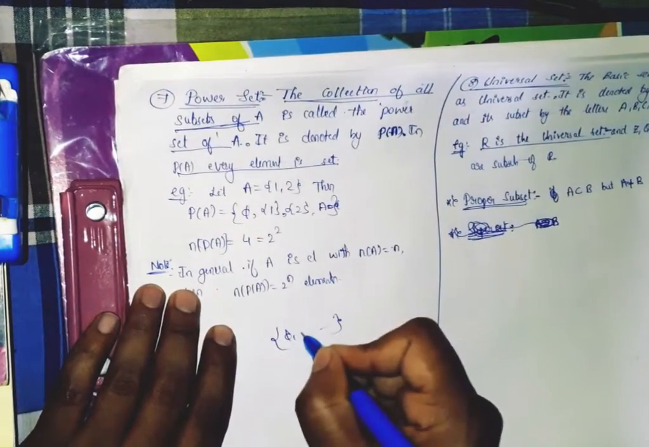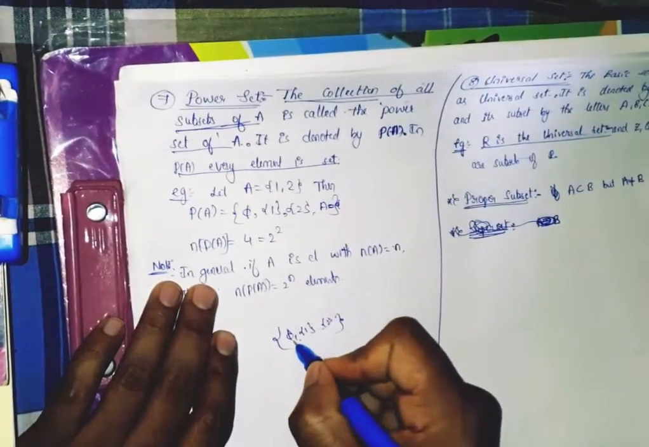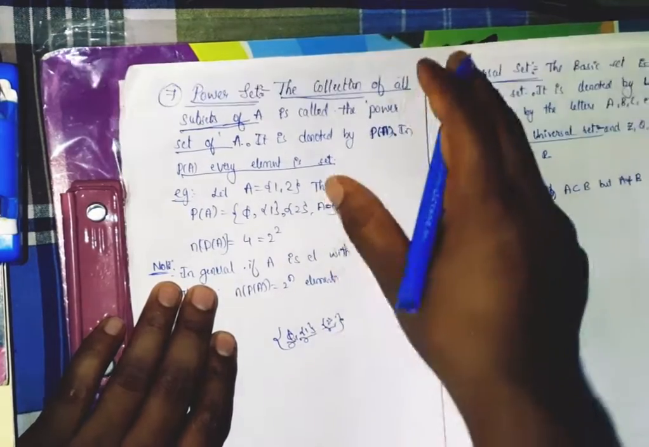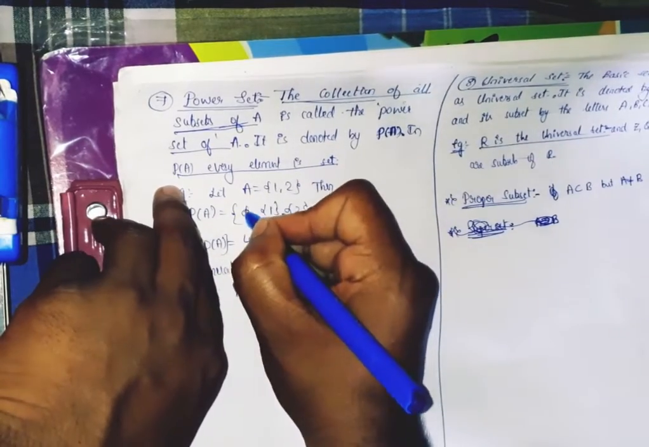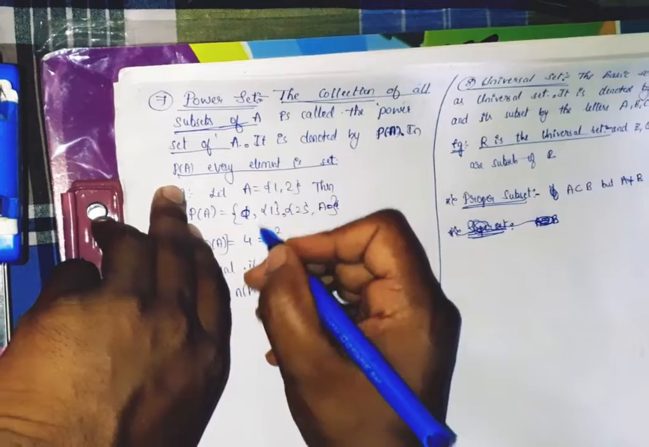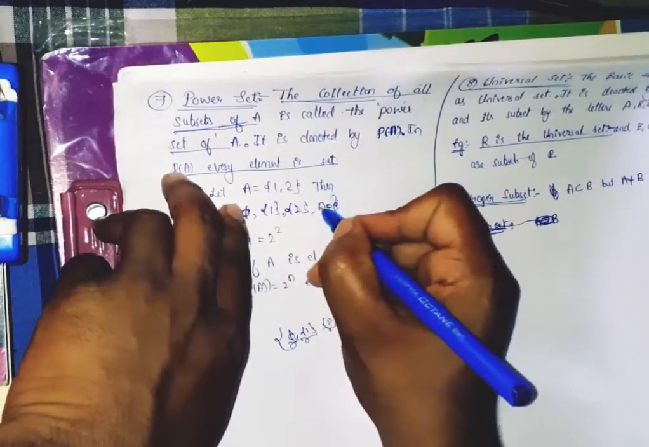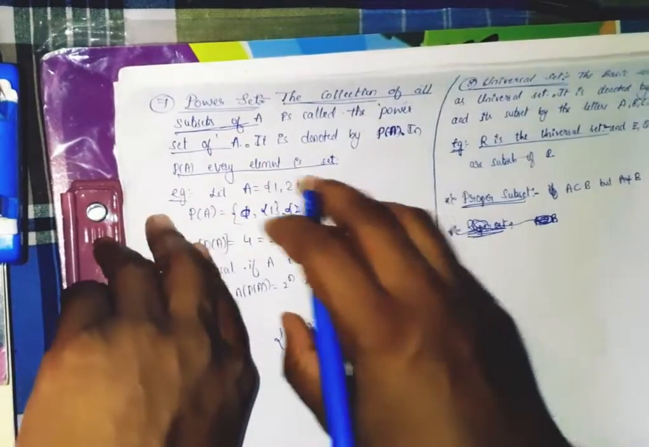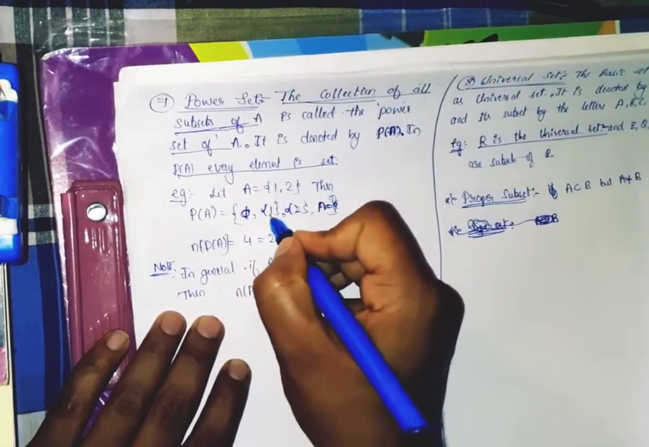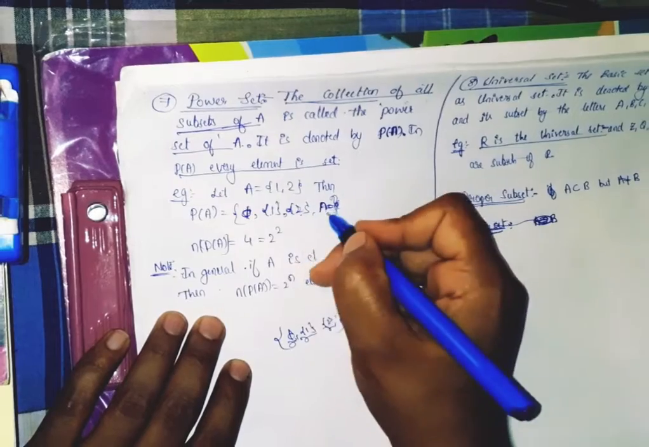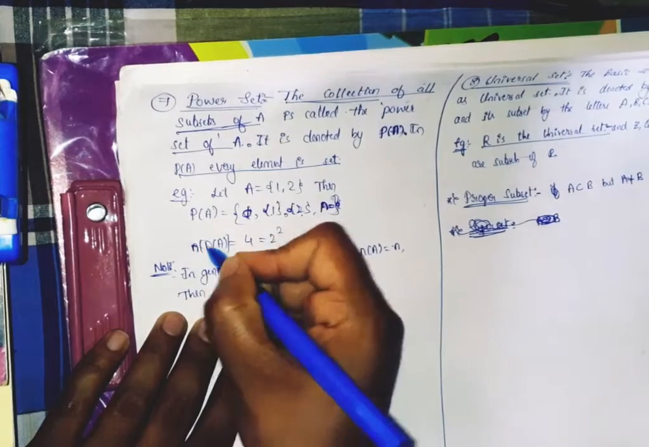So in P of A, every element is a set. Whatever you write in the power set, it is also a set. The example is, let A equal to {1, 2}. Then P of A can be written as, we said that the null set is always a subset of every other set. Therefore the null set is a subset, and singleton set {1}, singleton set {2}, and A itself is a subset of itself. Therefore the number of elements in P of A is 4.